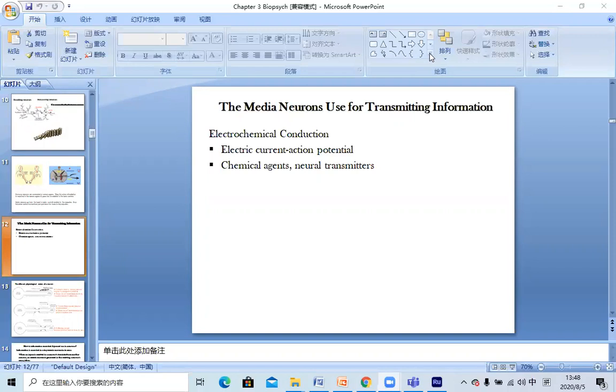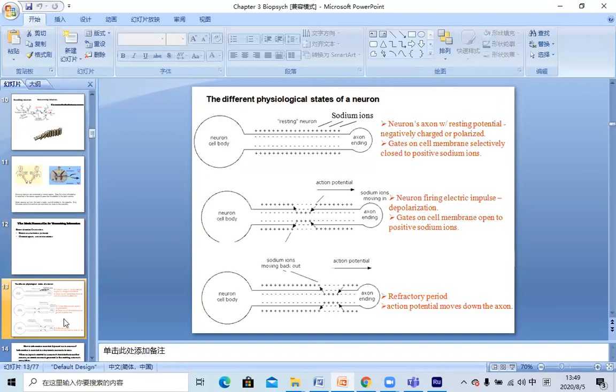Neurons also need media in order to transmit information. Neurons use two types of media. One type is electric signals, electric currents. Another type of media is chemical agents, what we call neurotransmitters. These two processes happen in different parts of the neuron.